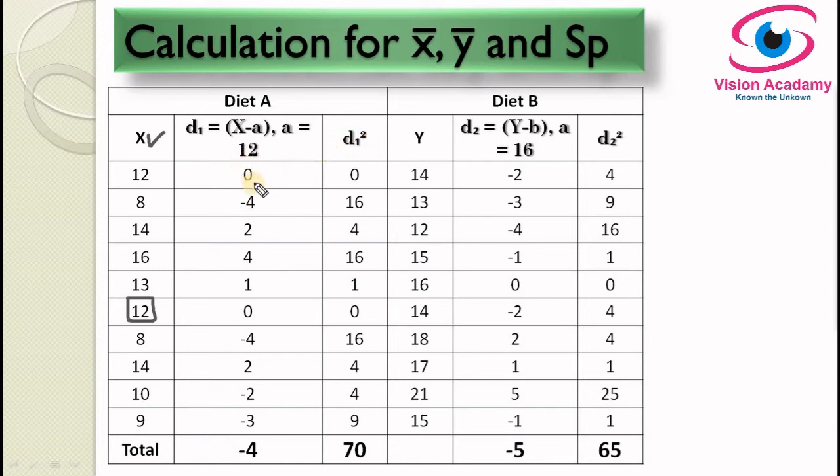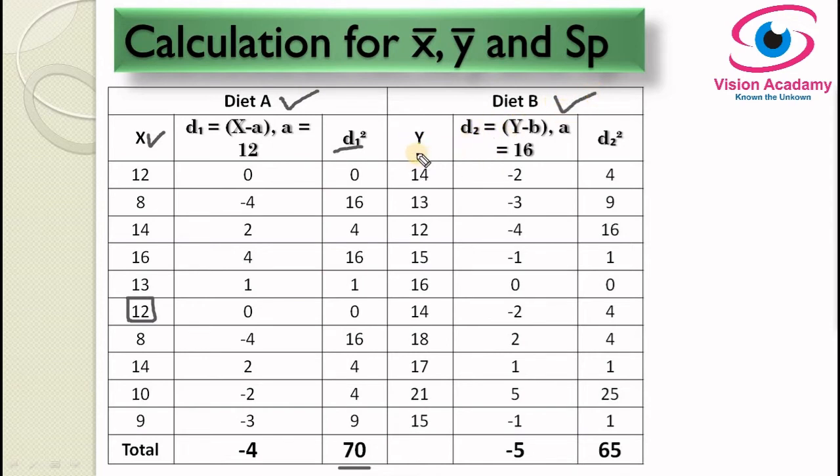The values for which I have taken deviations, I will square. So the squared values: 0 into 0 is 0, minus 4 into minus 4 is 16, 2 into 2 is 4, 4 into 4 is 16, 1 into 1 is 1, and respectively all the values are squared. So the sum of d1 square is 70. Whatever I calculated for x, that is sample 1, diet A food, the same thing I will calculate for diet B food also.